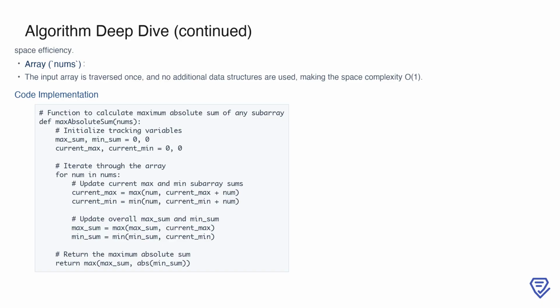After updating these values, we adjust max_sum and min_sum to ensure they record the largest and smallest subarray sums encountered so far. Finally, the function returns the maximum of max_sum and the absolute value of min_sum. This implementation is highly efficient, with a time complexity of O(n), due to the single traversal of the array, and a space complexity of O(1), due to the use of constant auxiliary space.